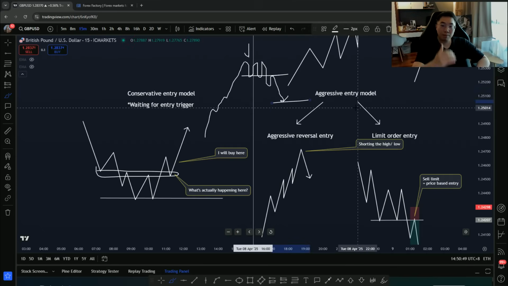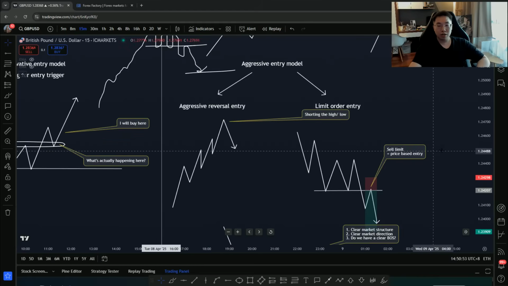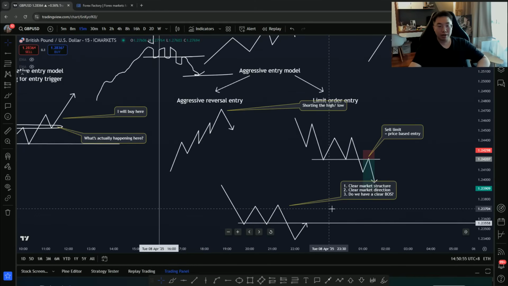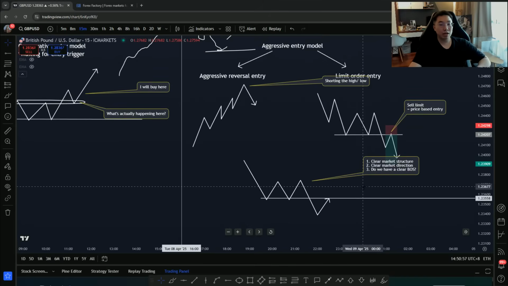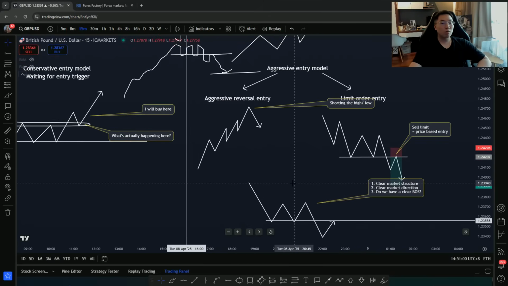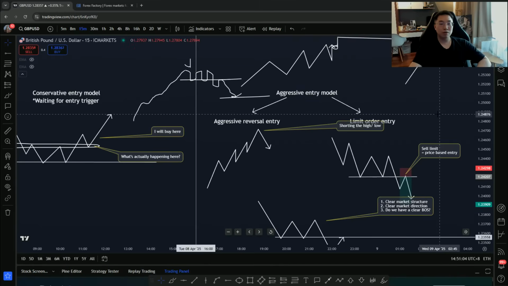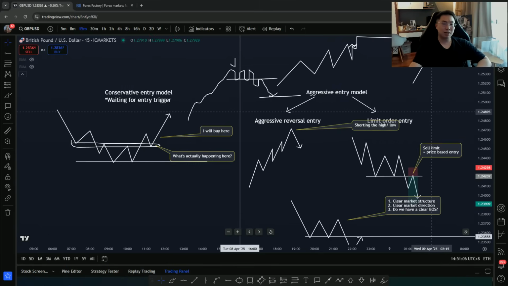But when price comes back to here, when price is on a very clear market structure, a very clear downtrend with a very clear break of structure, use a limit order. Why want to waste your energy? So I hope all of you learned something new from this lesson here.